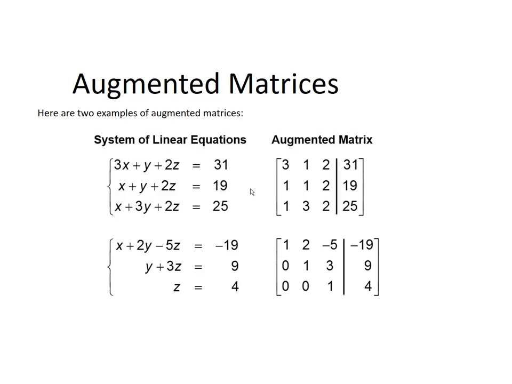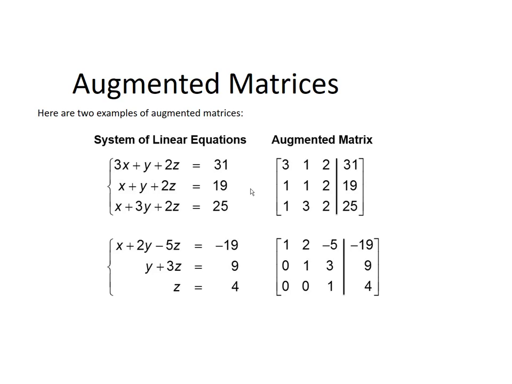Augmented matrices. Here are two examples of augmented matrices. We have a system of equations that is 3x plus y plus 2z equals 31. Second equation, x plus y plus 2z equals 19. And our third equation, x plus 3y plus 2z equals 25.